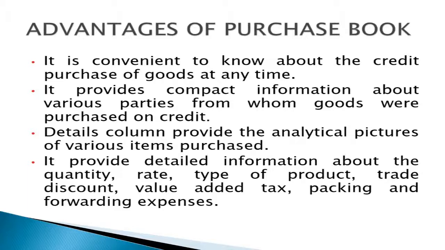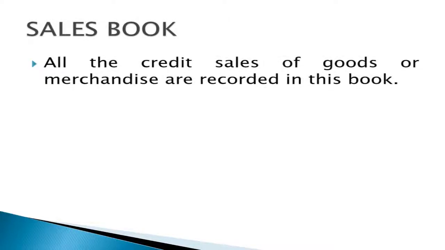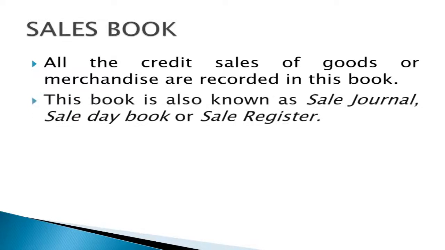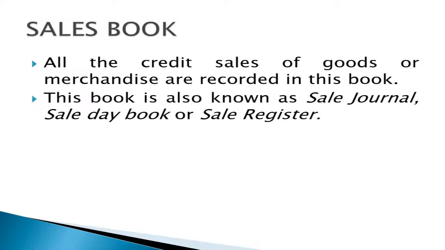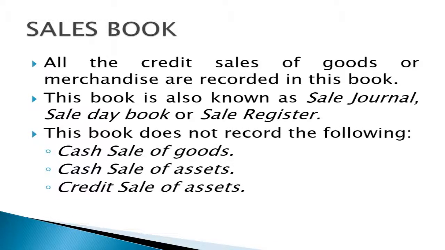Next subsidiary book which we are going to discuss is sales book. Sales book is maintained for credit sale transactions only. All the credit sales of goods or merchandise are recorded in this book. It is also known as sales journal, sales day book, or sales register. This book does not record cash sales of goods, cash sales of asset, and credit sales of asset.